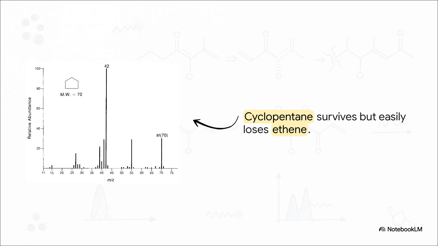It predictably loses a neutral molecule of ethene. That M-28 loss accounts for the massive, towering base peak you see sitting right at m/z 42.